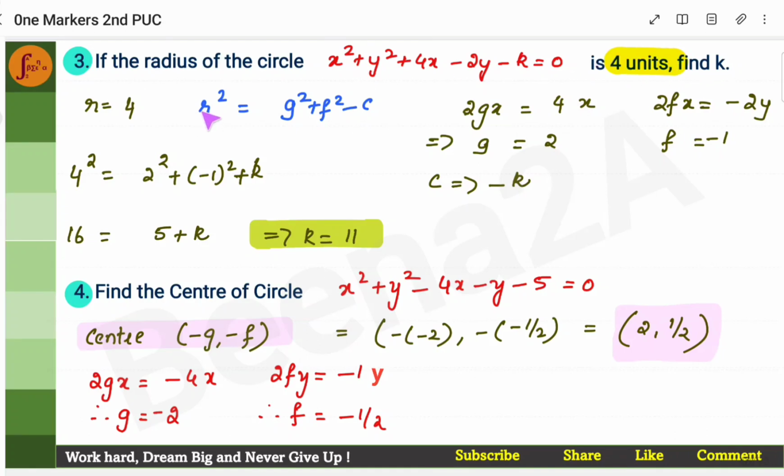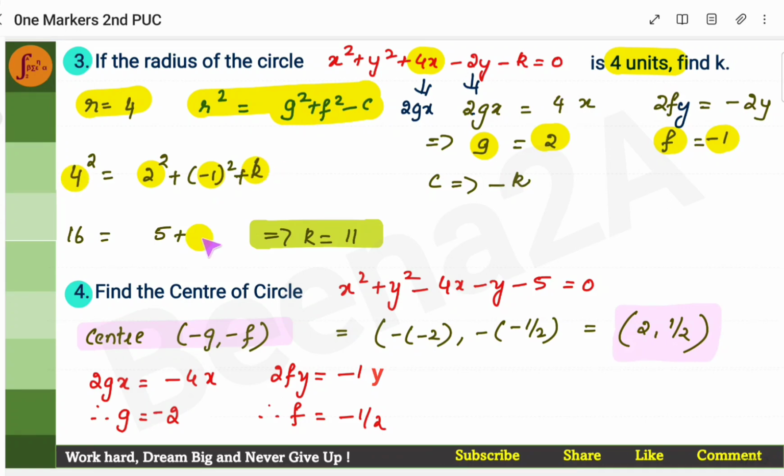Radius is given as 4 units. Now you'll use this circle equation which has radius: r square is equal to g square plus f square minus c. How will you find g? 2gx is 4x, so from this you'll find the value of g. And 2fy is minus 2y, so you'll get the value of f here. Now you have g and f. Substitute g here, substitute f here. You know radius is 4 units, so find the value of k.